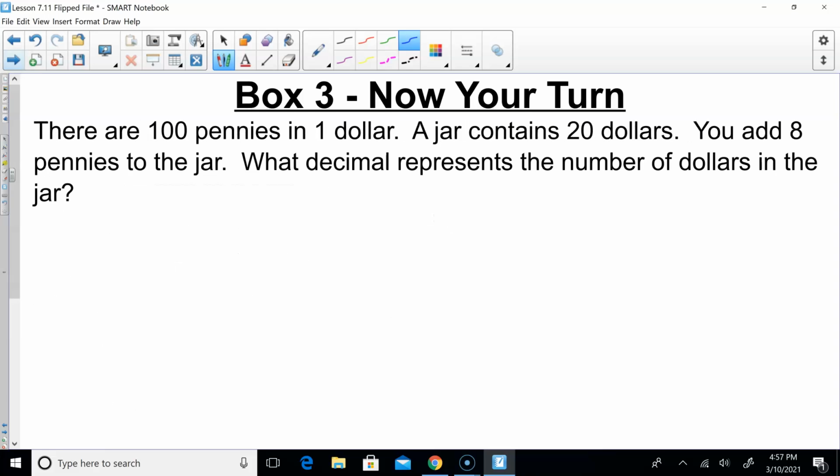And last but not least, there are 100 pennies in a dollar. A jar contains $20. You add 8 pennies to the jar. What decimal represents the number of dollars in the jar? So you can reread the problem again, you can picture it, and then good luck.